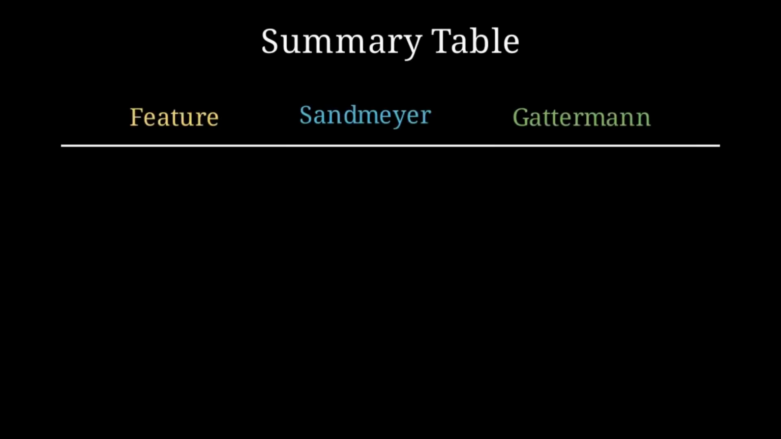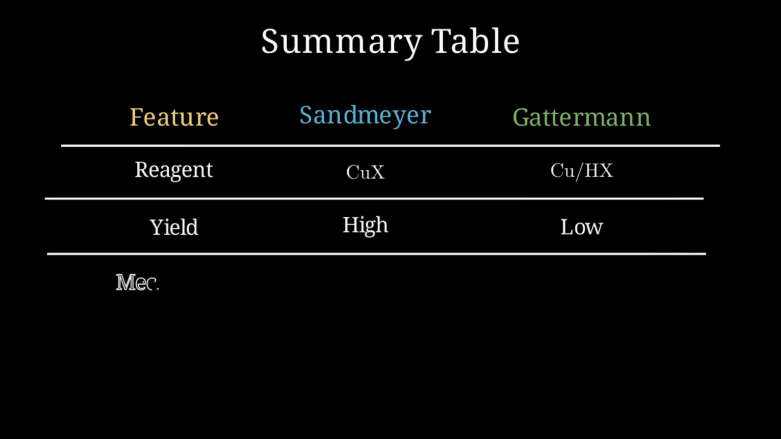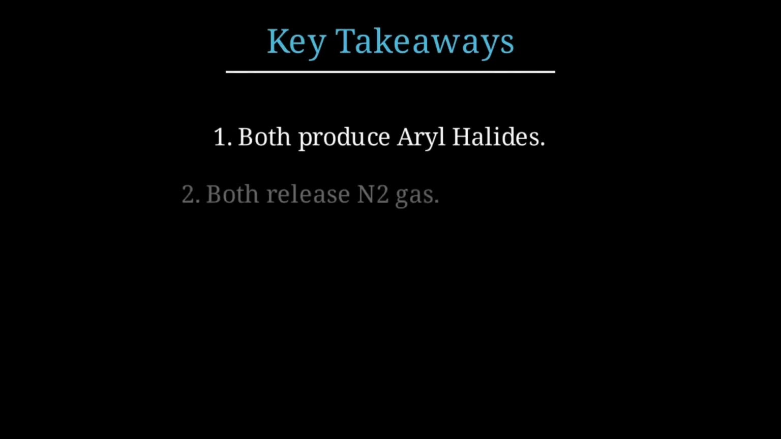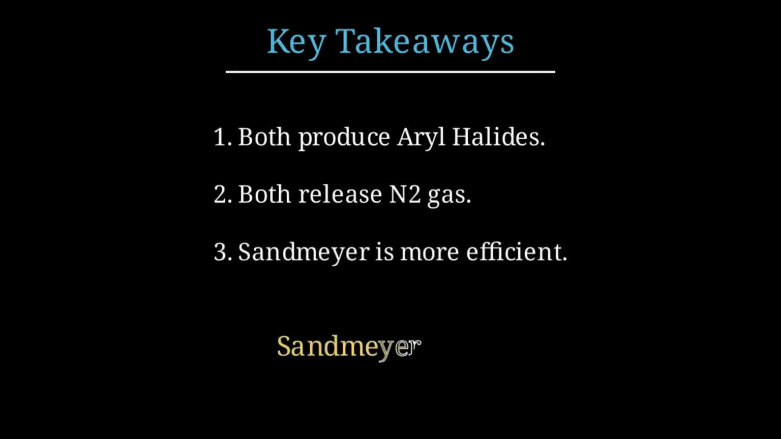To summarize our comparison, Sandmeyer uses copper(I) salts, while Gattermann uses copper powder. Sandmeyer provides superior yields and is the standard choice for synthesizing aryl halides from diazonium precursors. Remember these 3 points: both reactions are used for aromatic substitution, both rely on the release of nitrogen gas as a driving force, but the Sandmeyer reaction is the more efficient chemical route.